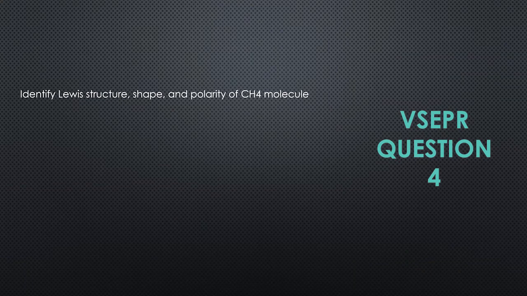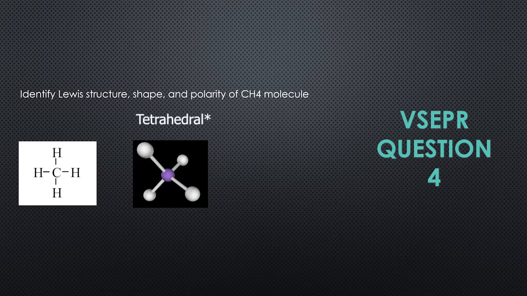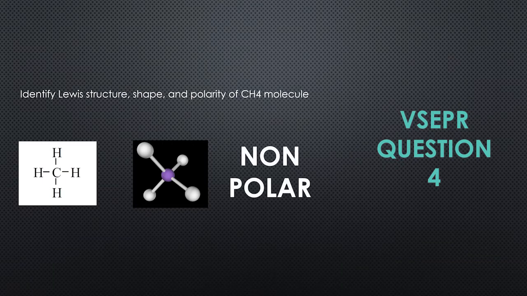VSEPR question 4 says: identify the Lewis structure, shape, and polarity of the CH4 molecule. So the Lewis structure is so simple. Actually, it is like this, and we can see that all atoms fulfill the octet, and the shape of it is this. It's tetrahedral. It has four domains. And lastly, the CH4 molecule is nonpolar as all atoms are spread out in an equal way. They are all symmetrical, so there is no polarity in this molecule.